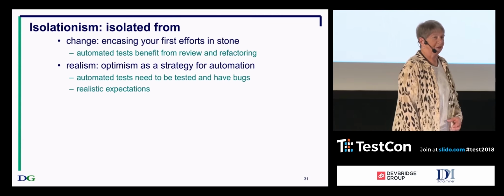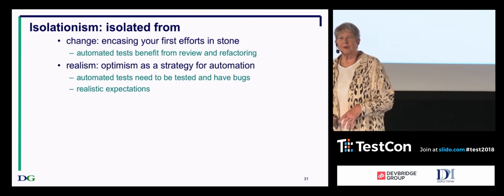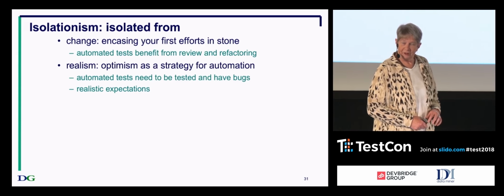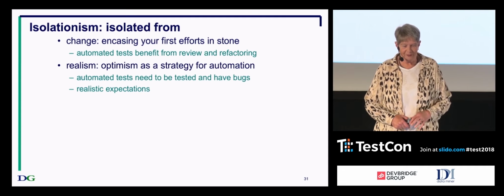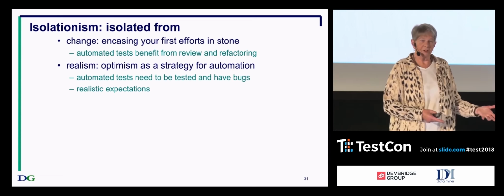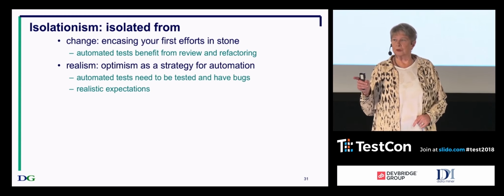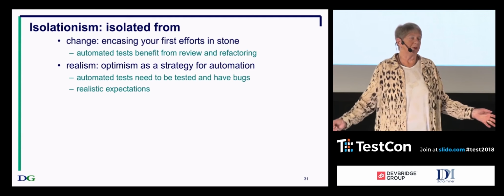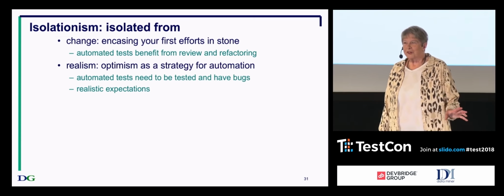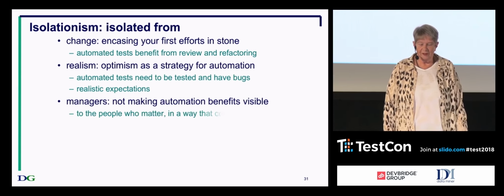Isolation from realism. Now, this is a serious problem, and again, it seems to be something that higher level managers are more subject to. Optimism is not a good strategy for automation. Automated tests need to be tested as well. Automated tests are also software, and they have bugs in them. By the way, so do the tools. These tools must be tested, right? You'd be surprised. Well, maybe you wouldn't. But it's important to have realistic expectations and not just go on the basis of optimism.